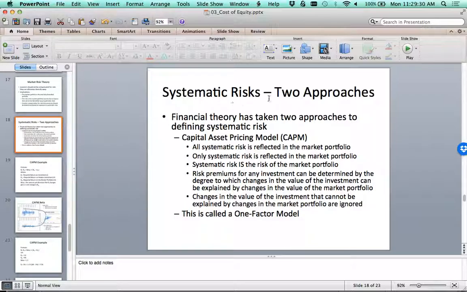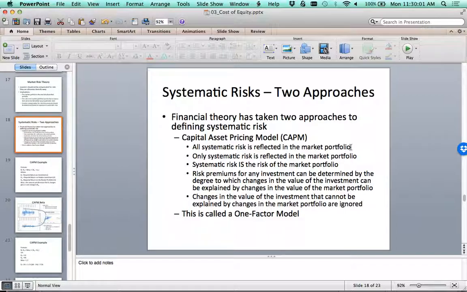Now, I have in this slide that there's two approaches. We're only going to talk about one of those now. The other's a bit more advanced. But the idea behind the capital asset pricing model simply is that all systematic risk is reflected in the market portfolio. So if we look at the daily returns or monthly returns or whatever on the market portfolio that includes all assets, those returns only happen because of systematic factors.